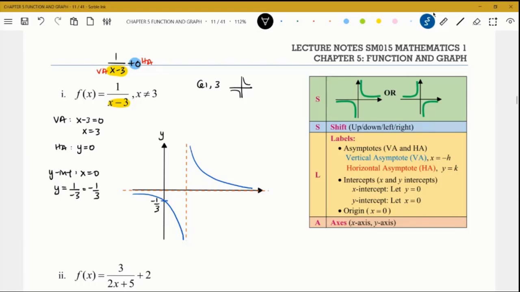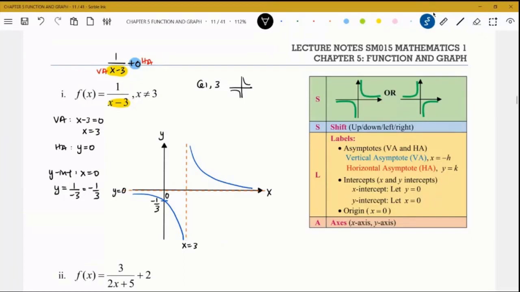Put the y-axis, x-axis, and then we have the 0 here. And you need to mention your vertical asymptote and horizontal asymptote. So x equal to 3, and then y equal to 0. For the horizontal asymptote on the x-axis, if we don't draw a dotted line, there should be no problem. Okay.